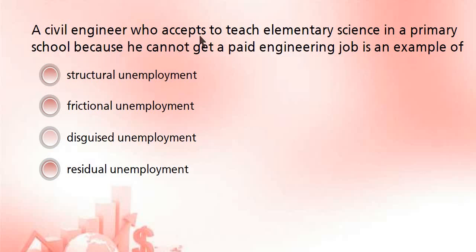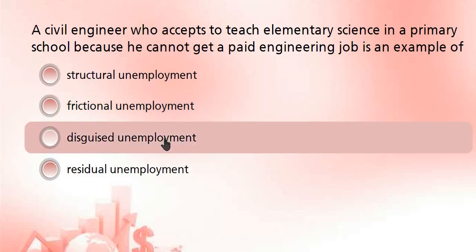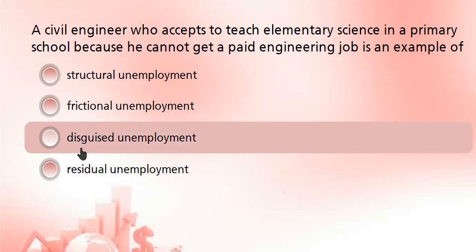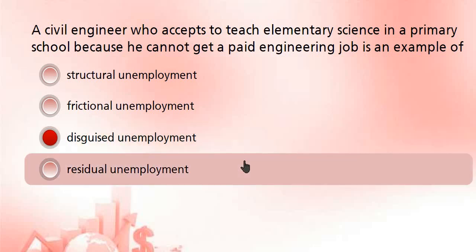A civil engineer who accepts to teach elementary science in a primary school because he cannot get a paid engineering job is an example of A. Structural unemployment, B. Frictional unemployment, C. Disguised unemployment, D. Residual unemployment. The right answer is disguised unemployment. So disguised unemployment is unused labor which does not appear as open unemployment. This is synonymous to underemployment.